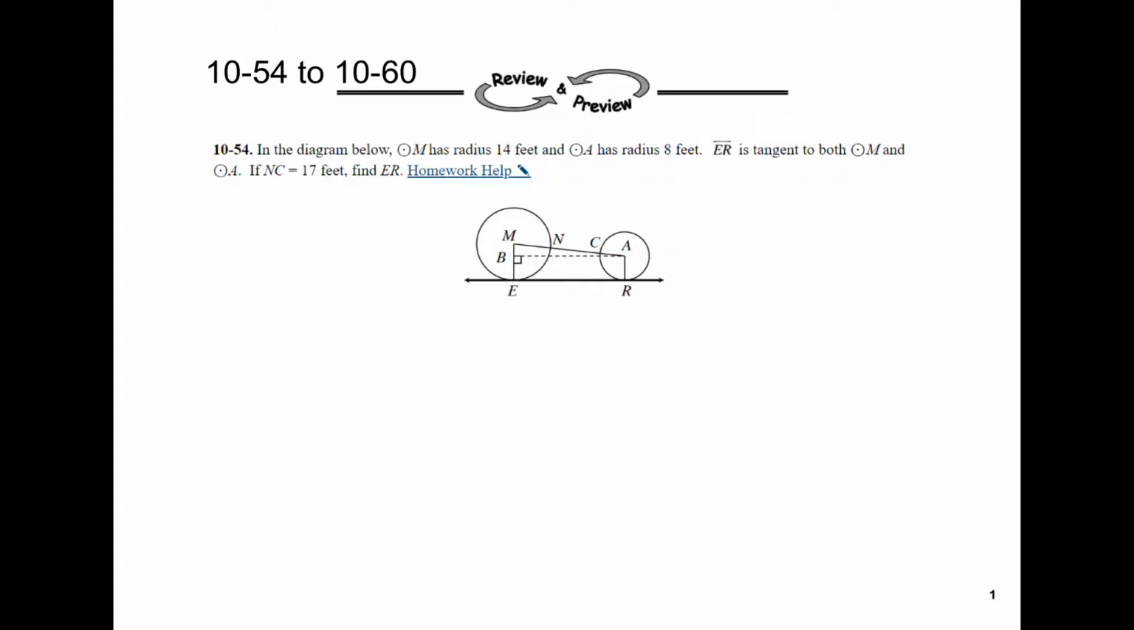1054 says, in the diagram below, circle M has a radius of 14 feet. So I'm going to go ahead and label that in circle M. And circle A has a radius of 8 feet. Line segment ER is tangent to both circle M and circle A. So remember, when a line is tangent, it is perpendicular to the radius.